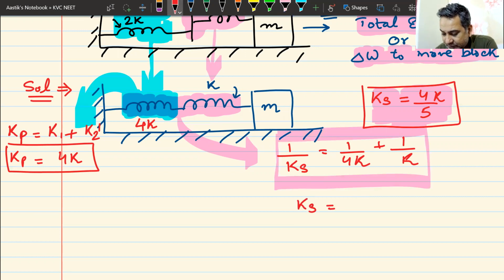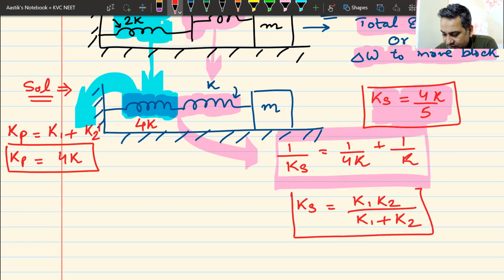K series will be equal to k1 k2 upon k1 plus k2. Now, this formula is only valid for two springs because there are only two springs here. What I have done is I have just simplified the first equation. If I call this the first equation, I have just simplified it and written it in a different form so that I can save some time in calculation.